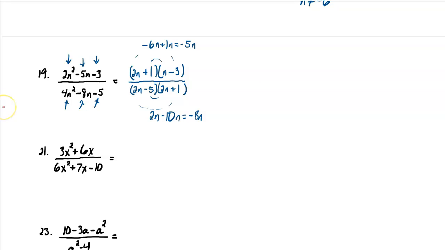Next step, cancel common factors. The 2n plus 1 factor cancels the 2n plus 1 factor. The result is n minus 3 on the top and 2n minus 5 on the bottom. Now the restrictions. Remember that you use the original denominator and say that it can't be equal to 0. However, we're actually going to want the factored form of the original denominator. So I'm going to stop writing the original denominator when I already know its factored form, right? So if I just directly write the factored form and say that it cannot be equal to 0, this is going to save me a little bit of writing.